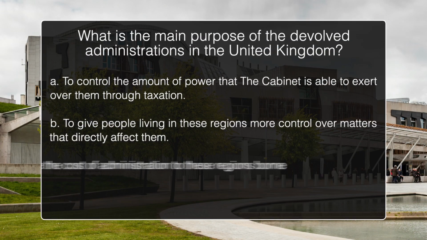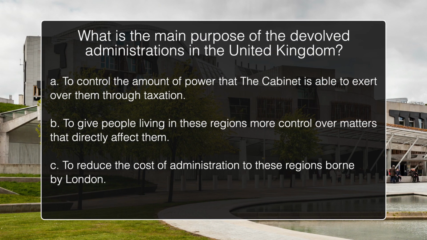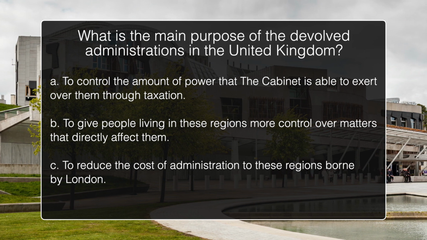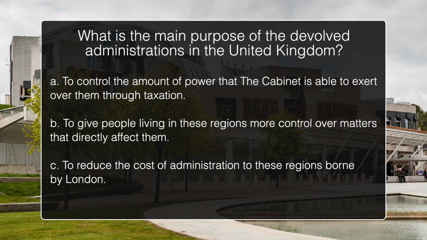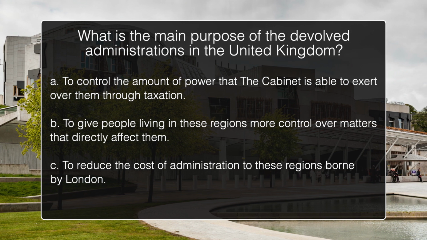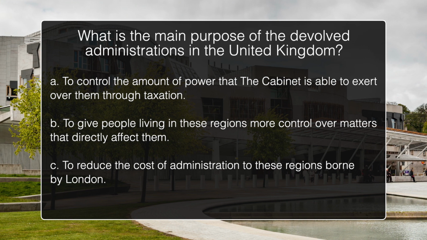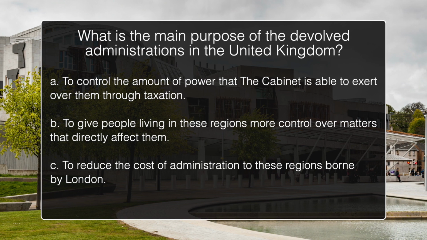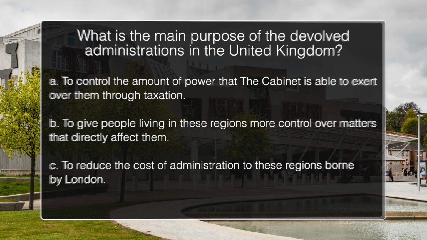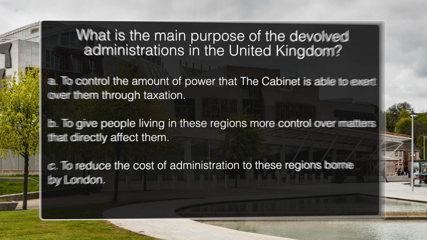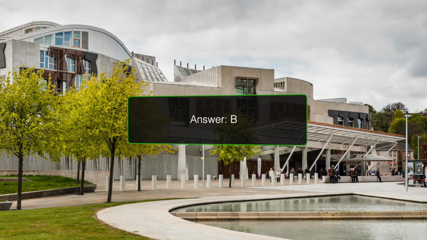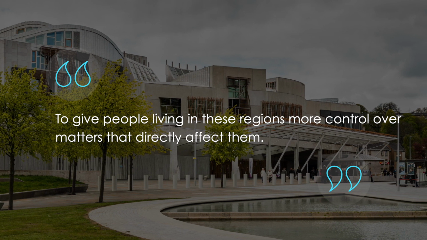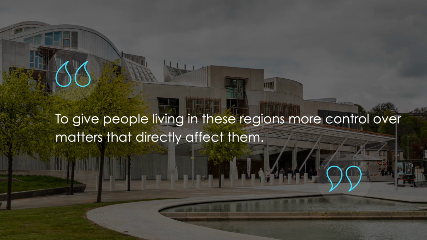What is the main purpose of the devolved administrations in the United Kingdom? A. To control the amount of power that the Cabinet is able to exert over them through taxation. B. To give people in these regions more control over matters that directly affect them. Or C. To reduce the cost of administration to these regions borne by London. The answer is B. To give people in these regions more control over matters that directly affect them.